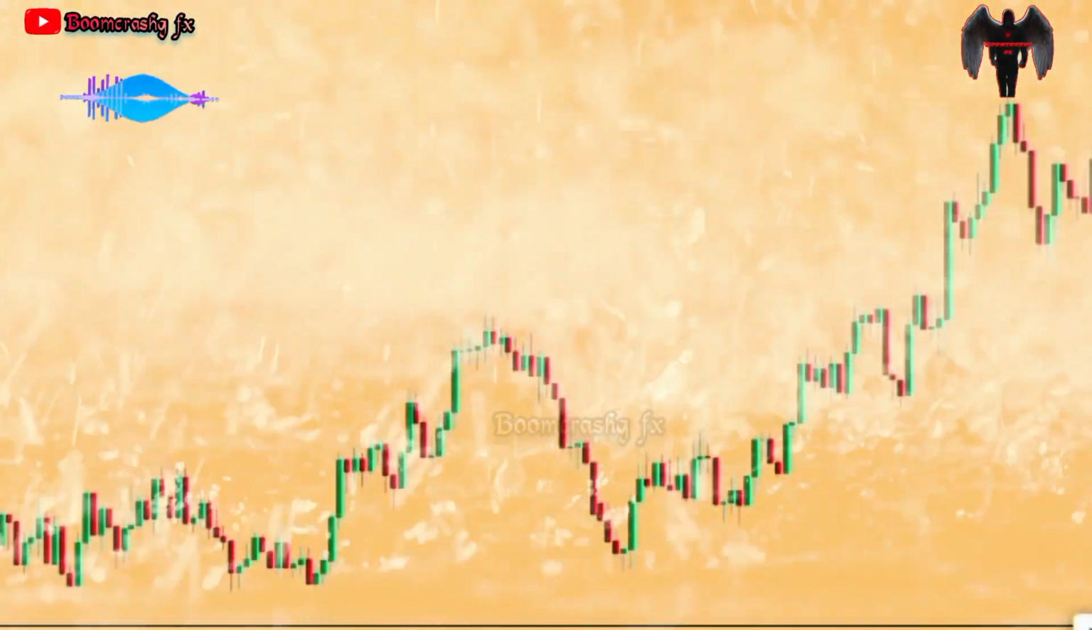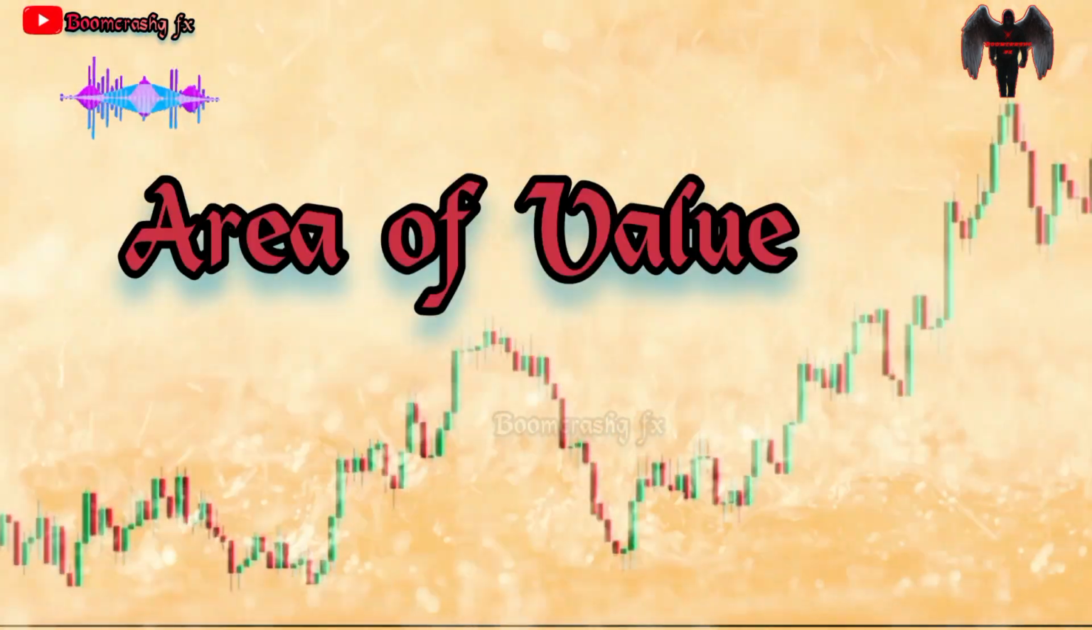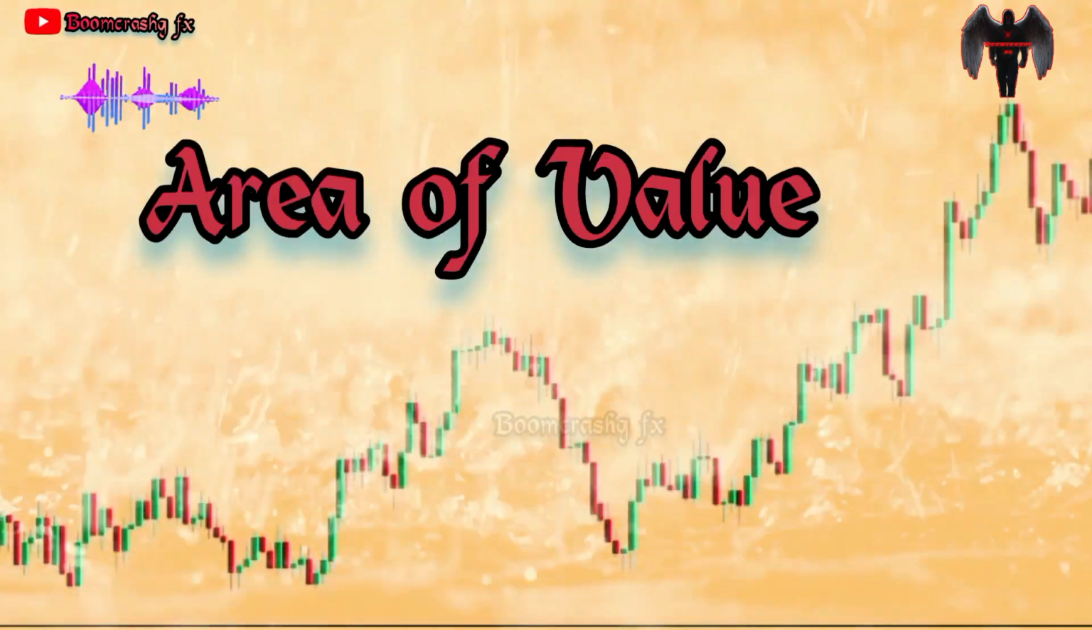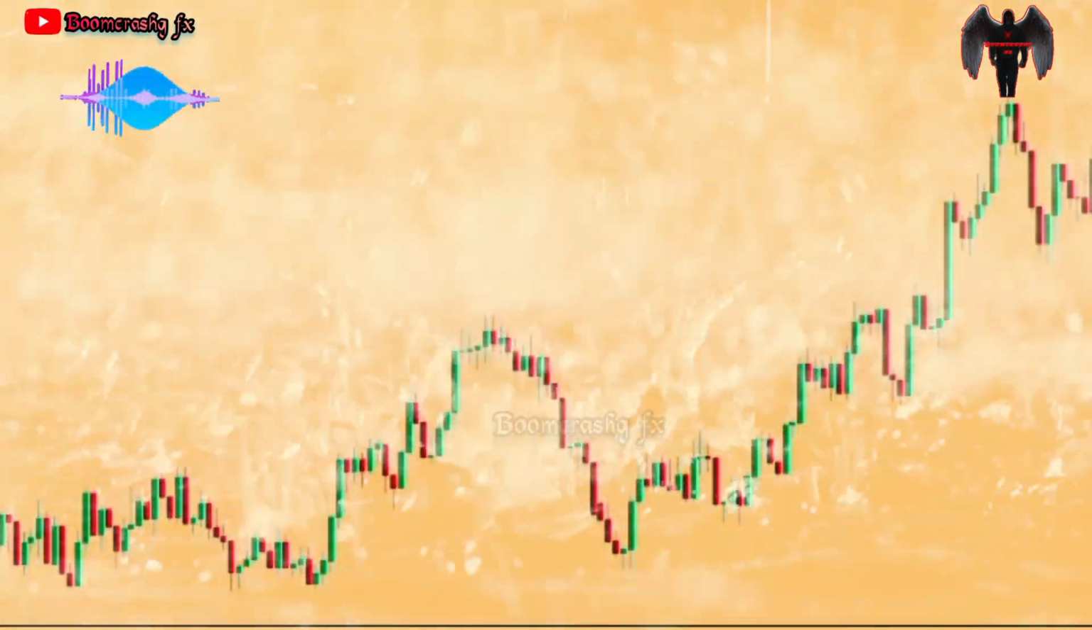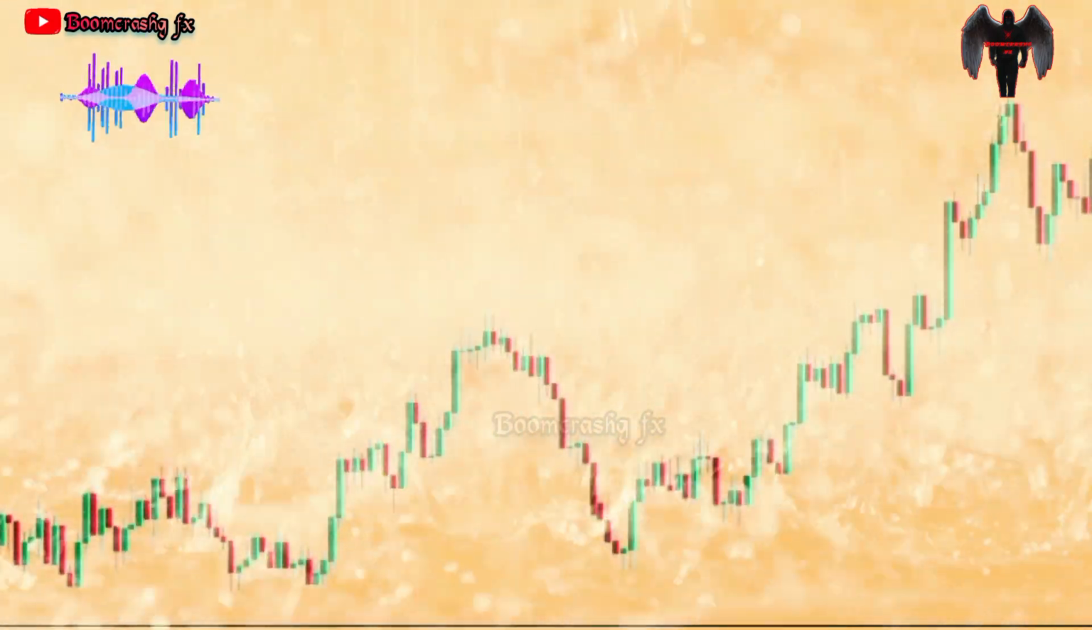Taking us through the 5 perfect entry patterns in every forex market. Number 1 is the AOV entry pattern, and AOV simply refers to area of value. As a forex trader, you must have your area of value. And when we say area of value, what do we mean by area of value?